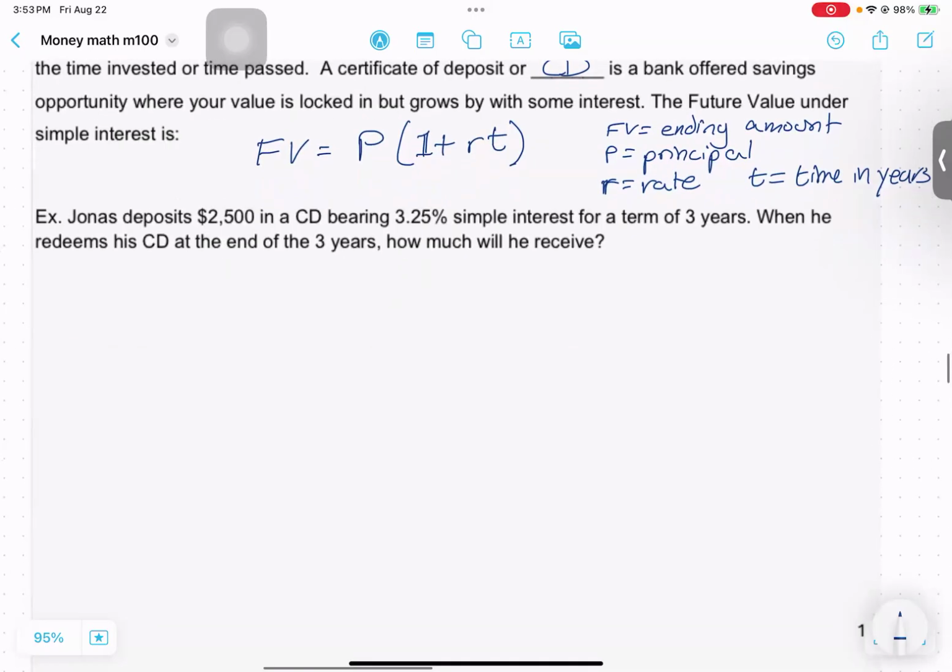Okay. I would like you to go ahead and tell me, if Jonas deposits $2,500 in a CD bearing 3.25% interest for a term of 3 years, when he redeems the CD at the end of 3 years, how much will he receive? I want you to write this out. I want you to give it a go, pause, take whatever time you need. Okay.